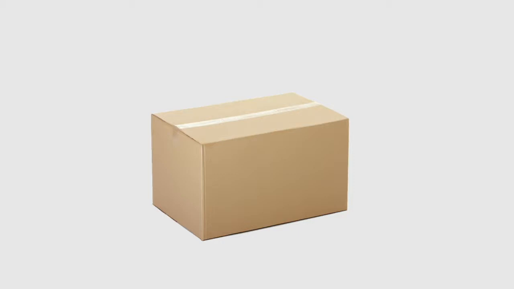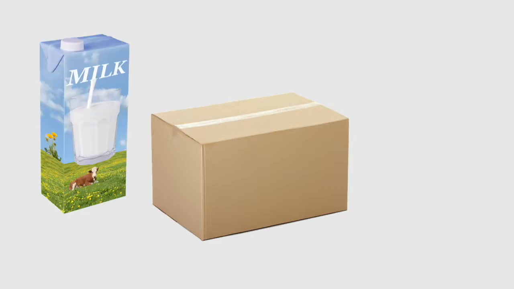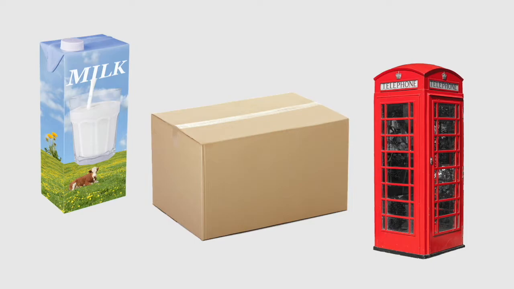What's special about a cardboard box, a milk carton and an old-fashioned phone booth? The answer: they are all rectangular prisms.